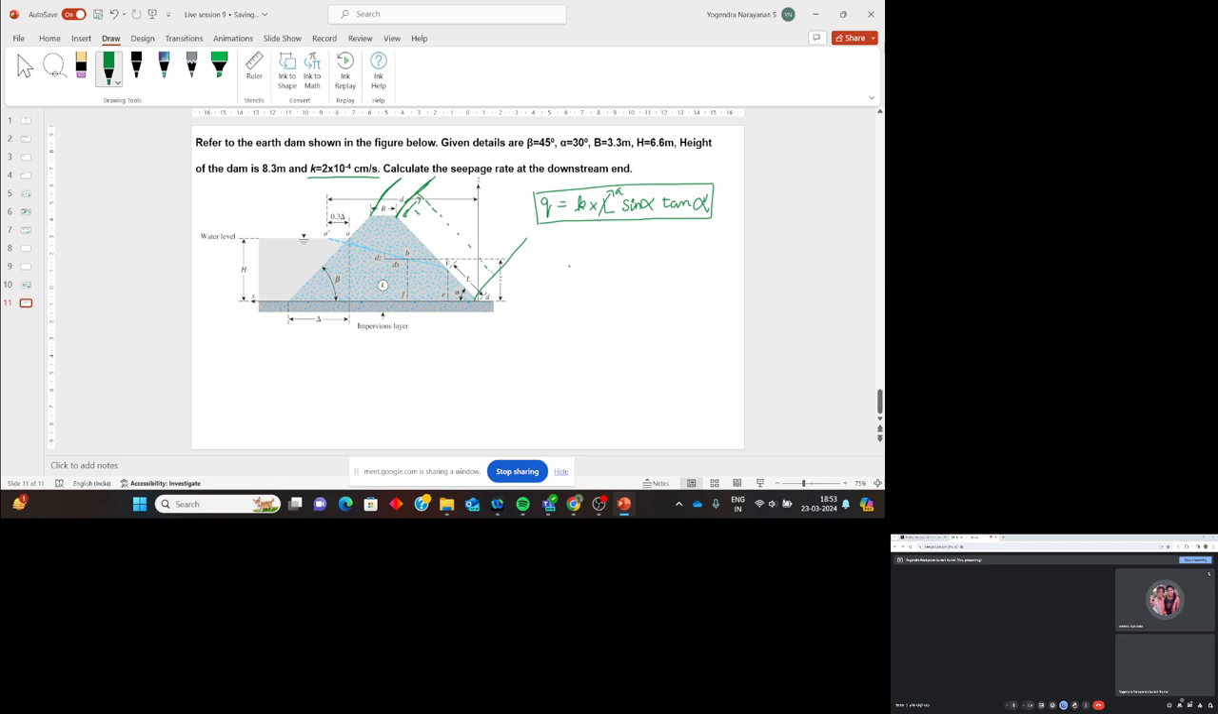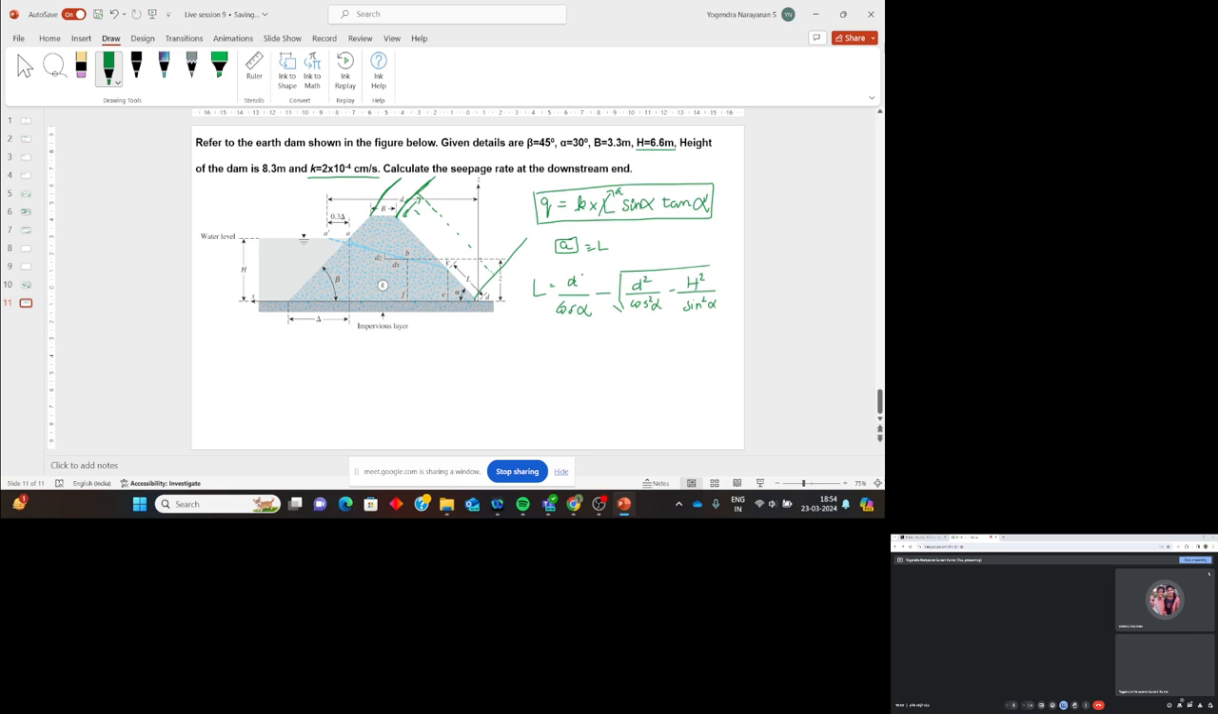Now what is the unknown here? You have to calculate the outcrop point. In the diagram, that is L. How will you calculate L? L is D by cos alpha minus root over D square by cos square alpha minus H square by sine square alpha. Now here we know what H is. H is 6.6 meters, the total head.